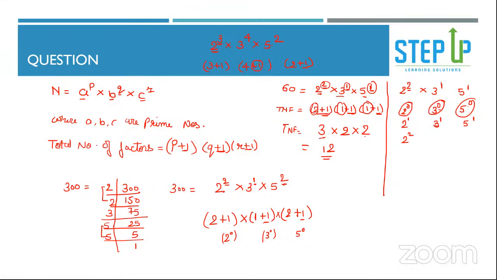Okay. So the answer will be what? For 300, the total number of factors will be 3 into 2 into 3, which is 3, 3, 9, 9, 2, 18. The total number of factors will be 18. For 60, the total number of factors was 12.